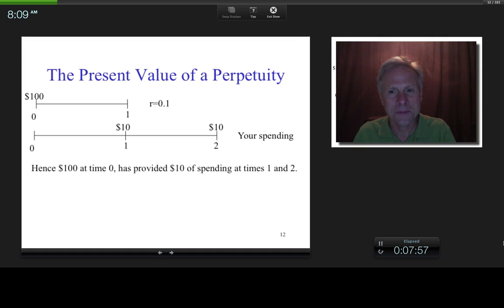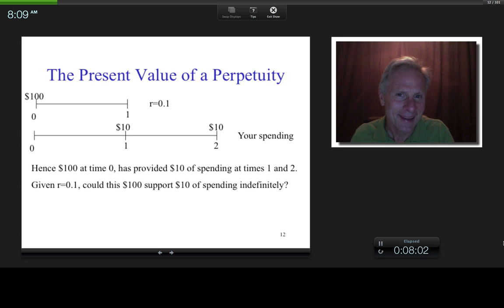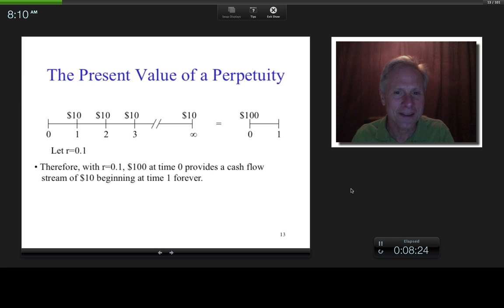So here's my question to you. Given an effective rate of 10%, could I continue this pattern indefinitely? In other words, could I wait a whole year, every single year, and then spend that $10 and still have $100 and just keep on repeating that over and over? I could, right? And so what that means is that the $100 that I begin with at time 0 will support $10 forever given an effective rate of 10%.